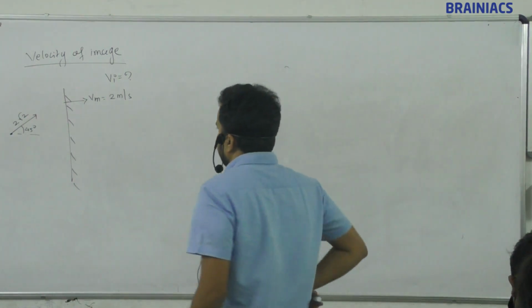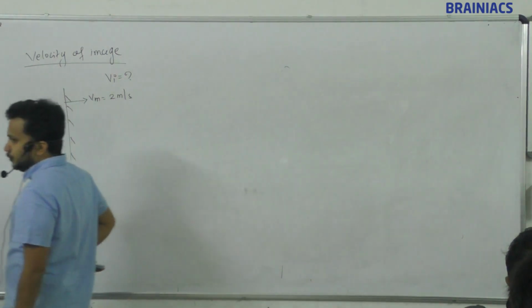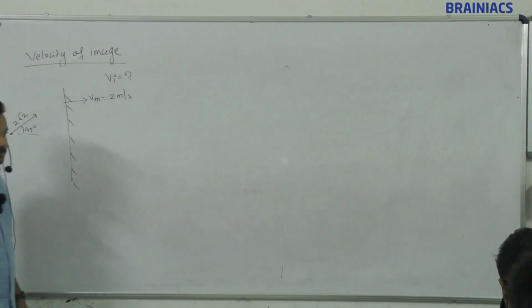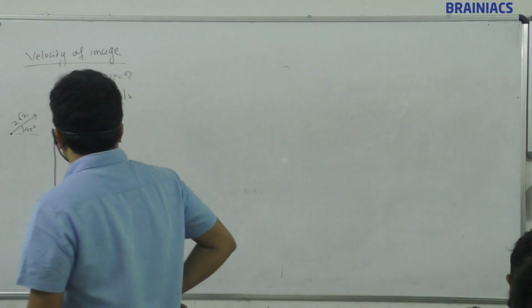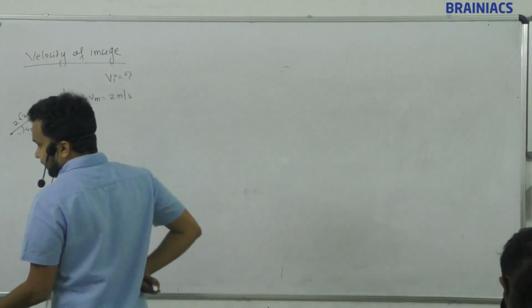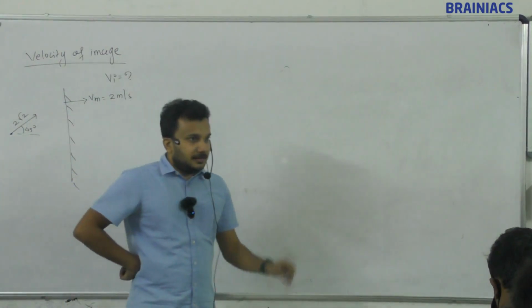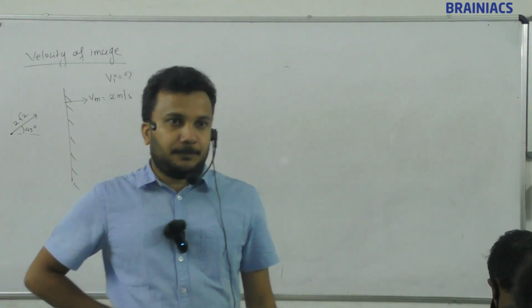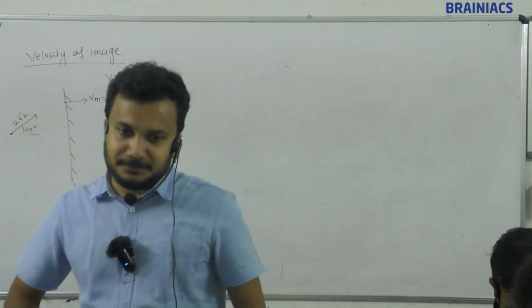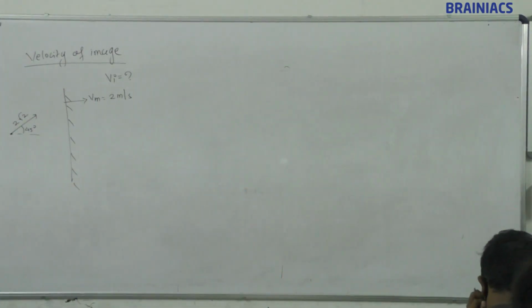First the object is split here: 2 root 2 cos 45, 2 root 2 sin 45. So object perpendicular, object parallel. The mirror is having only one. Then the image has to be found, in i, j, k coordinates. Got it? Yes.